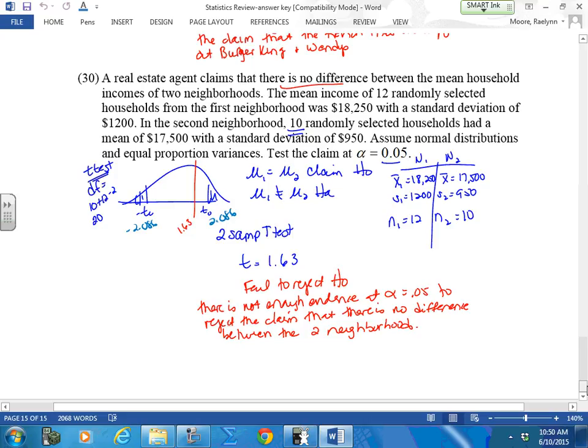The t is nice because it kind of lines up x1, s1, n1, x2, s2, n2. It just asks you for pool, yes or no. If they're equal, you pool. If they're not, you say no pool, and you take the smaller n minus 1.